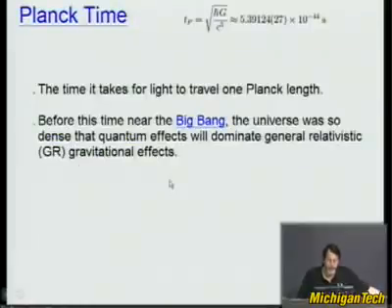Planck time. This is the time it takes for light, which we know travels at c, to travel 1 Planck length. I had to do a bunch of c to the fifth in order to get time out of there.